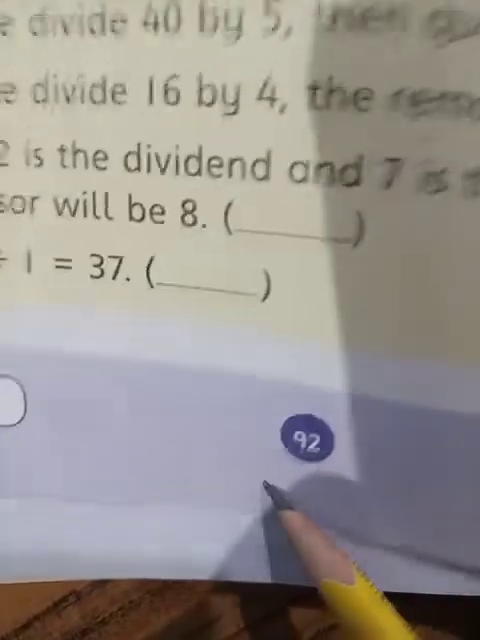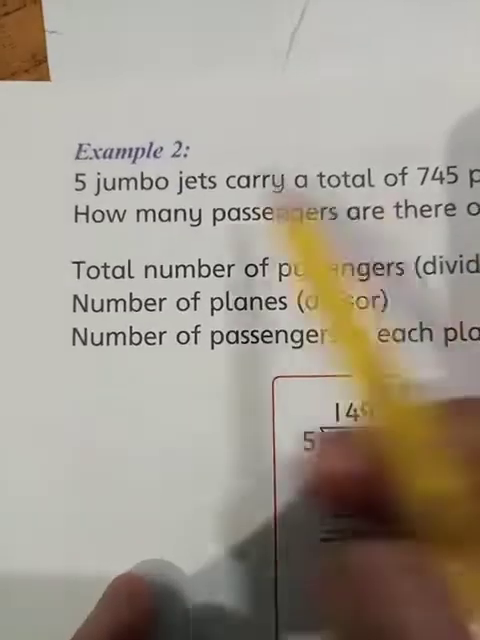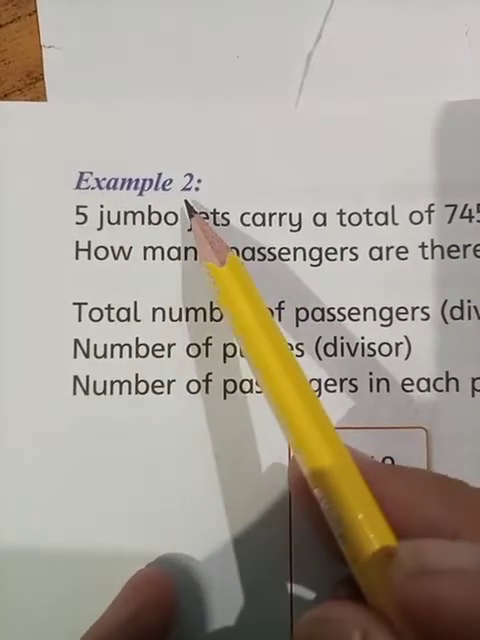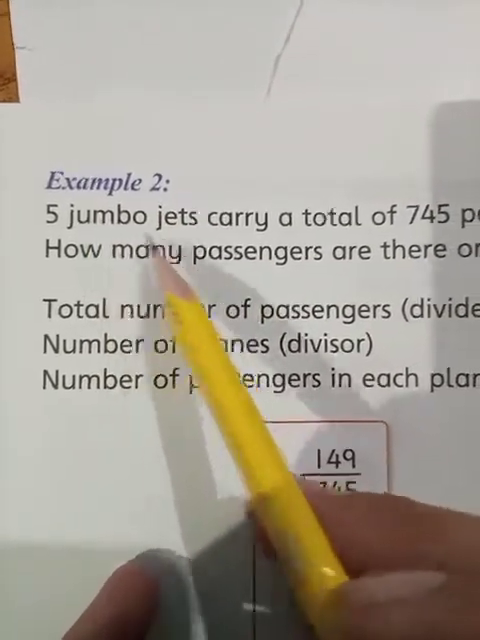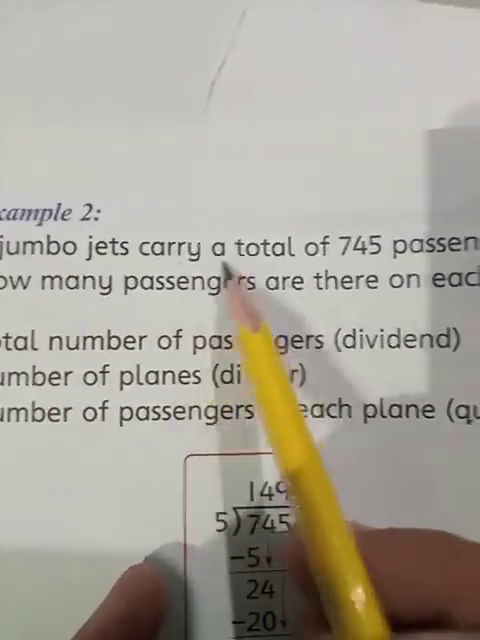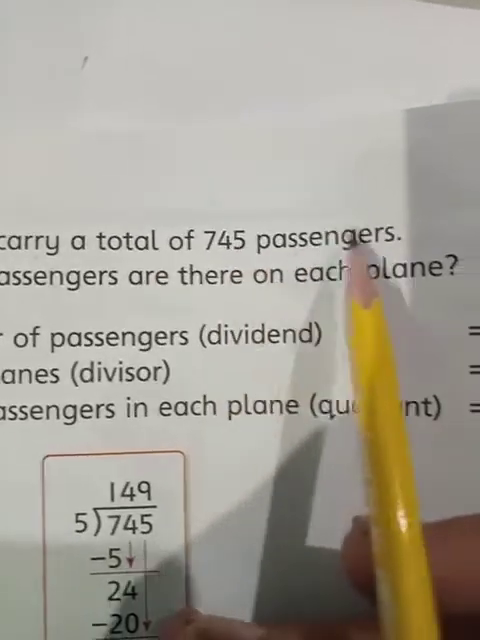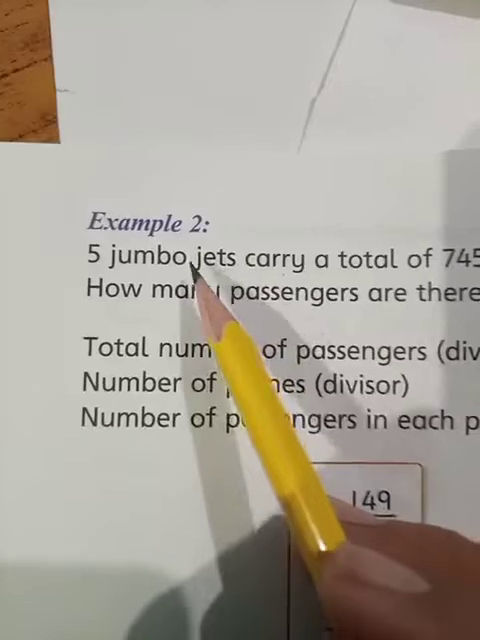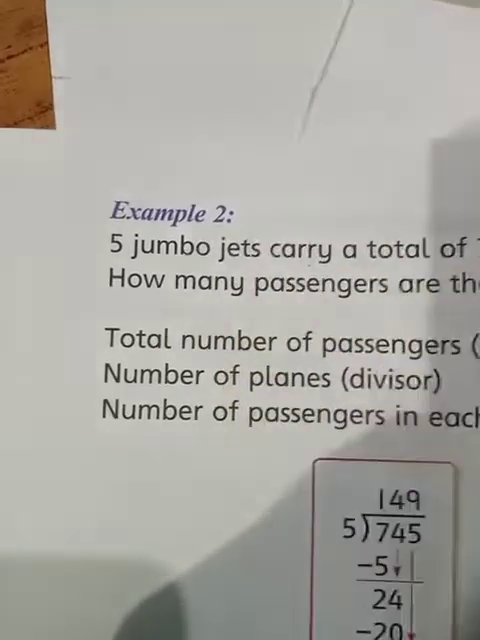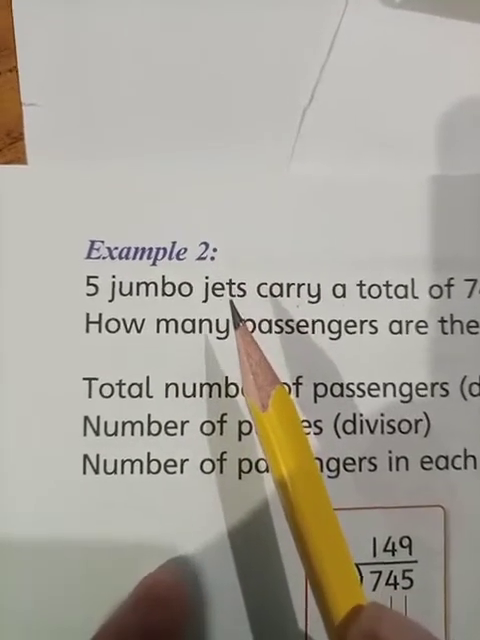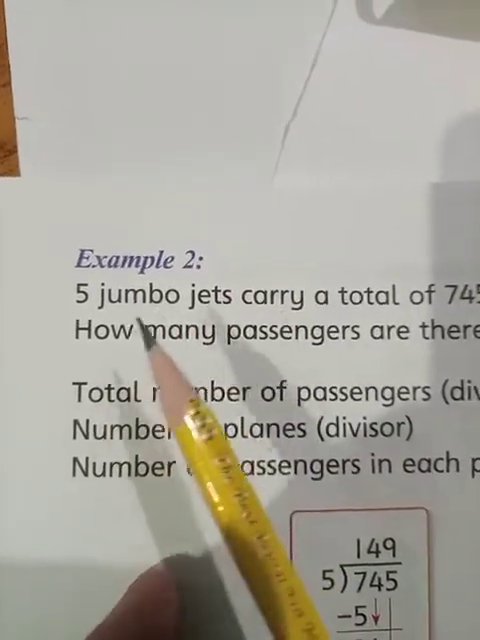Students, now come to page number 92. Here is our second example, and students, try to solve this second example by yourself. I am going to read it and make it clear for you. 5 jumbo jets carry a total of 745 passengers. Here it is talking about the jumbo jets. Have you ever flown in a jumbo jet? No? Okay, let's look at the number of passengers.